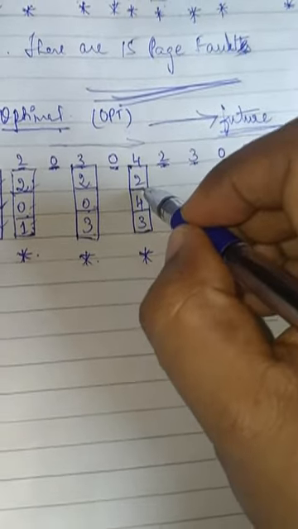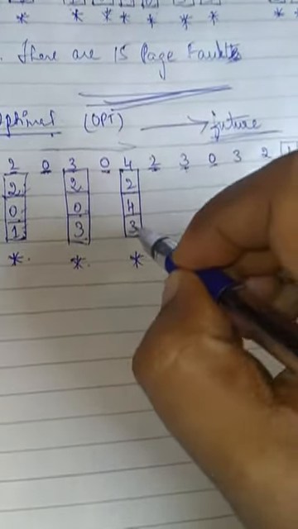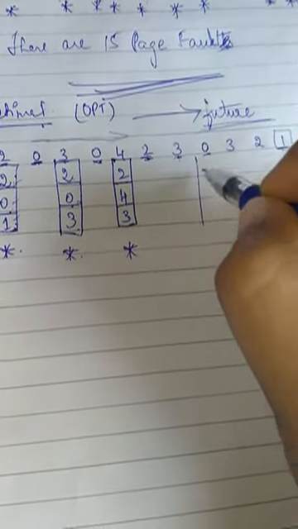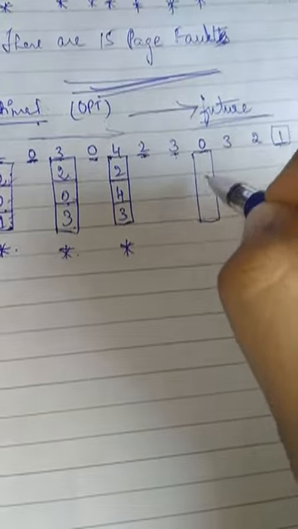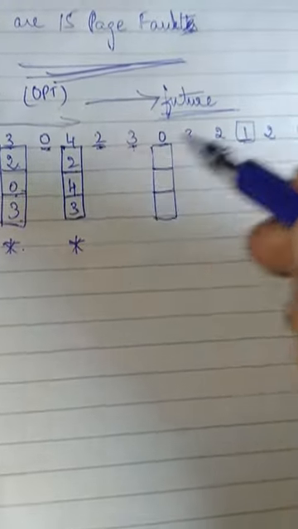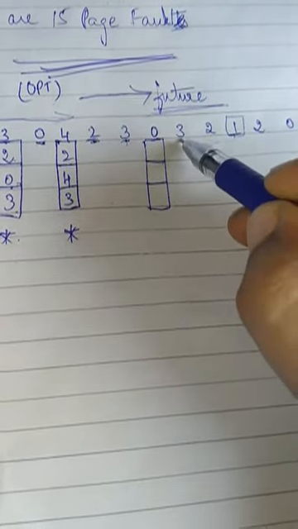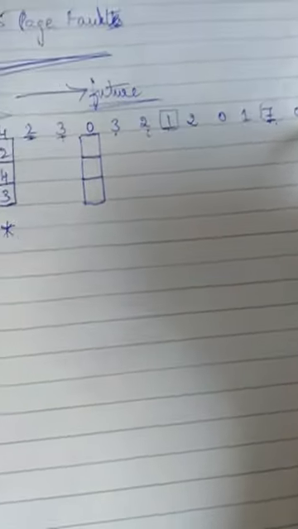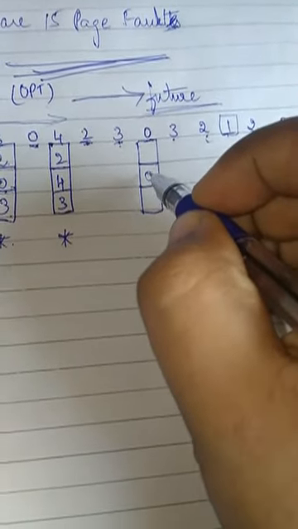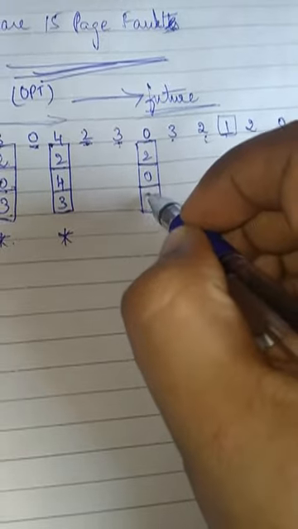2 is already there, not a page fault. 3 is already there, not a page fault. 0 is not there, so it is a page fault. You have to check which is the best page to replace. Out of this 2, 4, 3, 3 is used immediately, 2 is used after that. Where is 4? 4 is not there at all, so the best page to replace is 4. So 4 is replaced by 0.